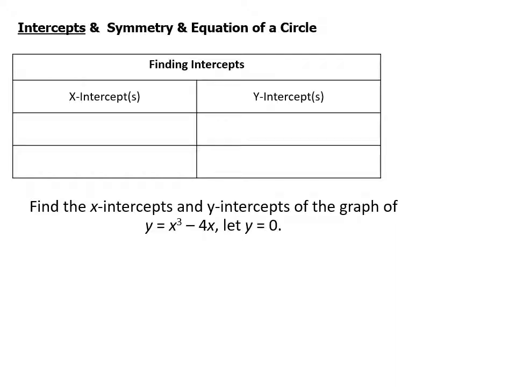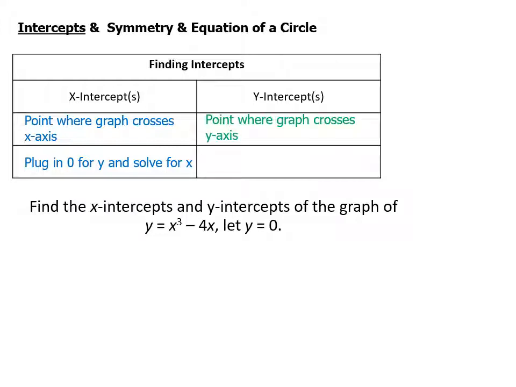You've got x-intercepts or y-intercepts. An x-intercept is a point where the graph crosses the x-axis. You find it by plugging in 0 for y and solving for x. The y-intercept is the point where the graph crosses the y-axis, and you plug in 0 for x and solve for y.